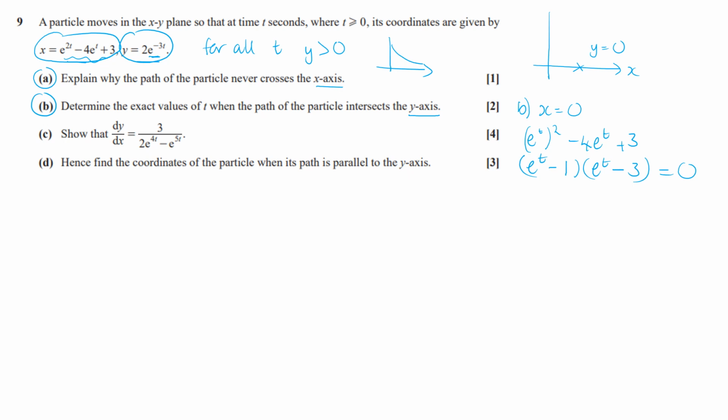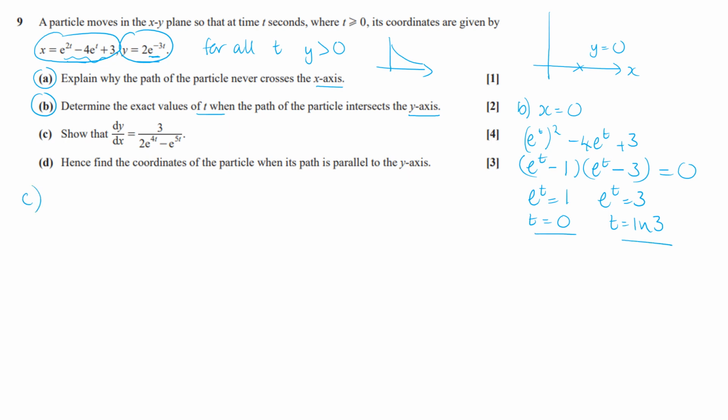So when it equals 0, e to the t is going to equal 1, or e to the t is going to equal 3. So what value will make e to the t 1? When t is equal to 0, or when t is equal to the ln of 3. So we need to find the exact values of t. So we've done that. We don't need to put them back in to find the actual coordinates, just the values of t.